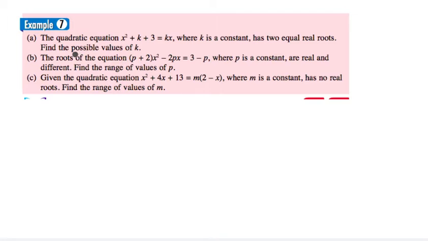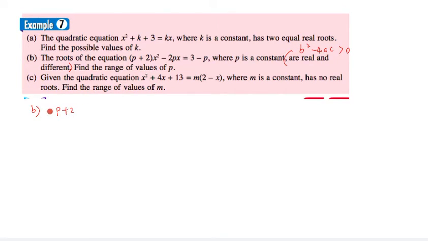Okay, so let's see b. The roots of the quadratic equation, this one you need to make it general form, a, b, c. And the roots are real and different. Then find the range of p. So this one later your answer will be in more than or less than, because it's a range. Now what does the question give? The information told you b squared minus 4ac is more than 0, because the roots are real and different. So you need to change it to the general form.